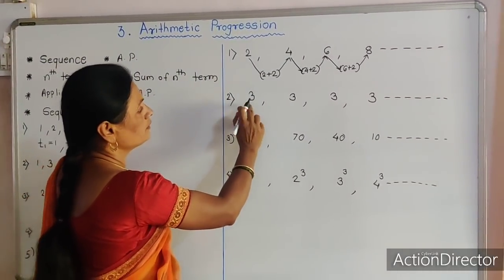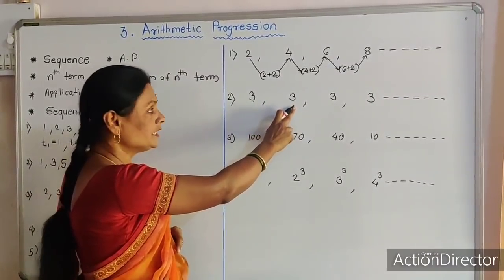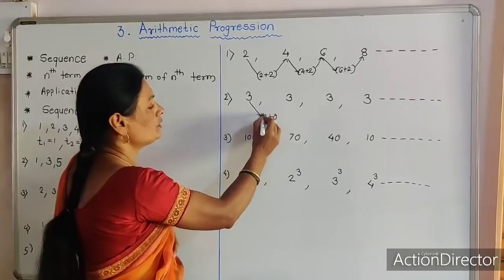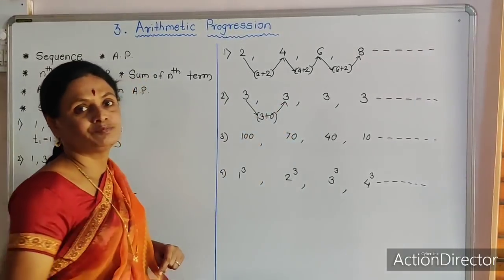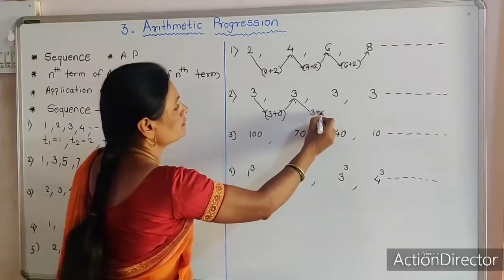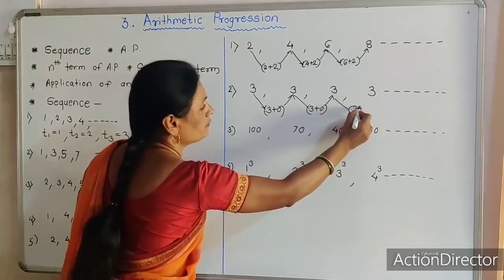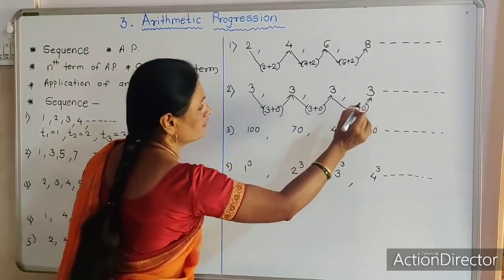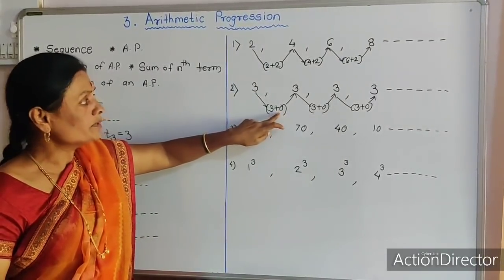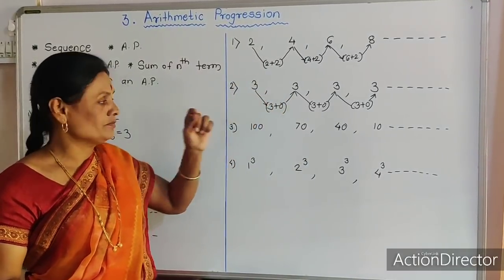Now here the first term is 3 and the second term is also 3. Then to the first term we add 0, we get the next term. Here 3 plus 0 we get 3. Here also 3 plus 0 we get 3. That is the same number. A constant number is added to the previous term, then we get the next number.